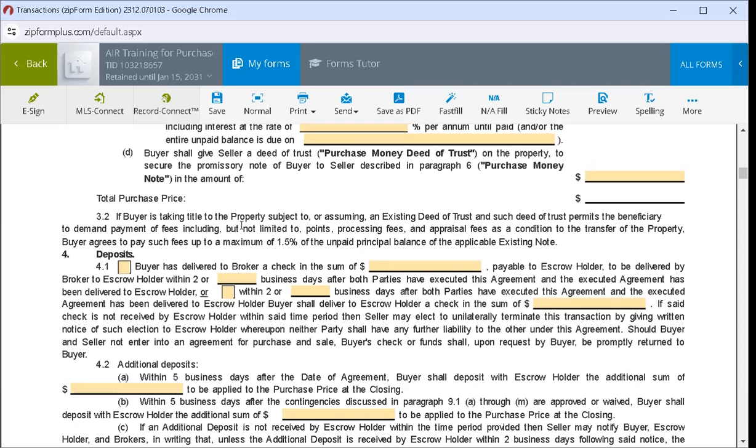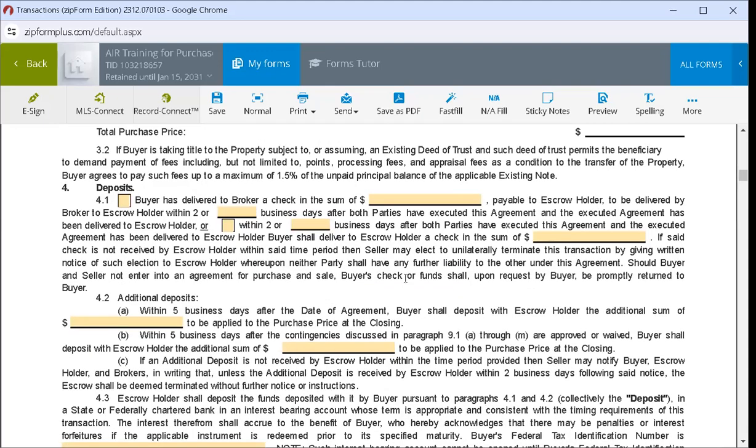So 3.2 is important if the buyer is taking the property subject to or assuming an existing deed of trust, because the fees can go up to a maximum, and it's already embedded in the contract, of 1.5% of the unpaid principal balance of the applicable existing note. So make sure that as a buyer's agent, you are paying attention to 3.2 if you are making assumptions, and you can negotiate this, but make sure that you understand that there's a built-in percentile in 3.2 if that is the case.